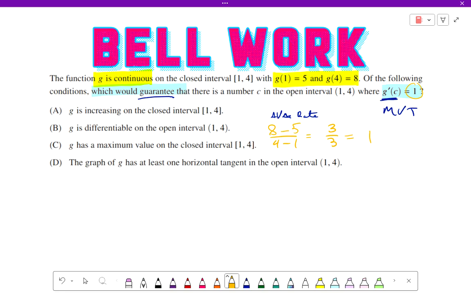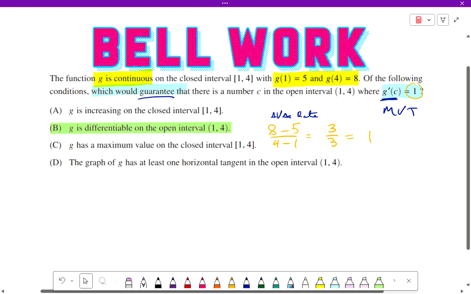It's saying, is the derivative going to be equal to 1? The answer should be yes, if what? If G is differentiable. That has to be true first and foremost. If you're differentiable, then we can talk about the mean value theorem. Without it, we can't. So this question is a mean value theorem question. What needs to be true? You've got to be differentiable. Make sense?